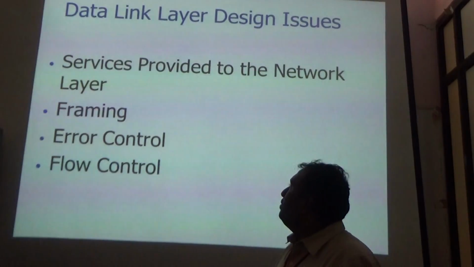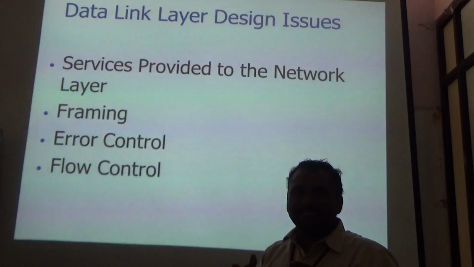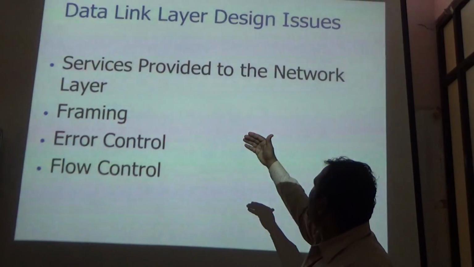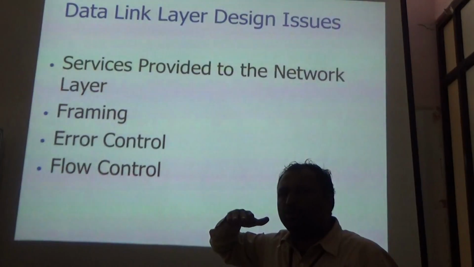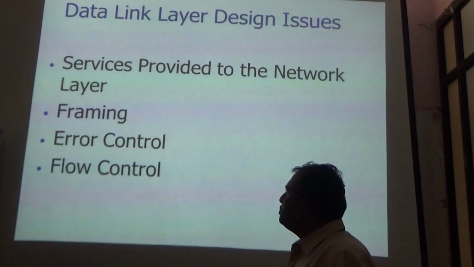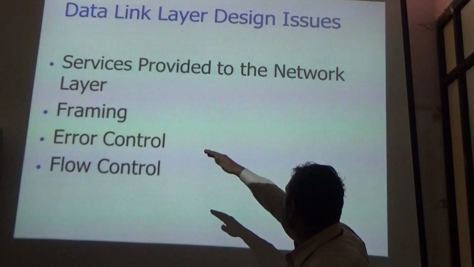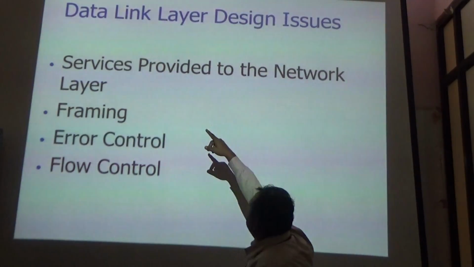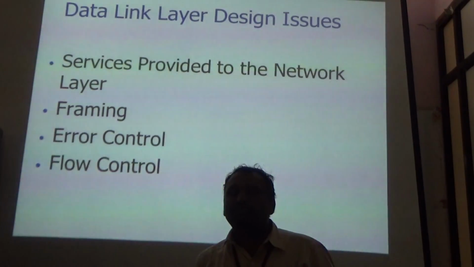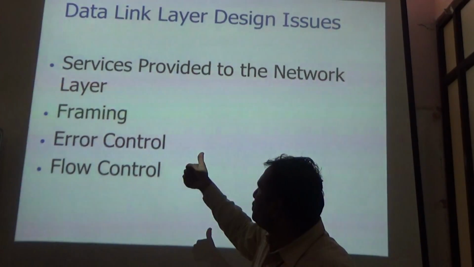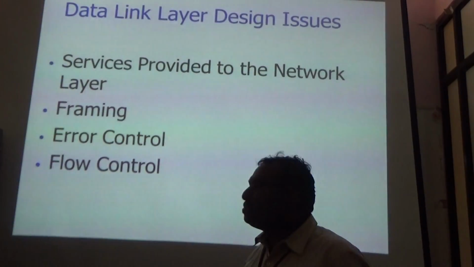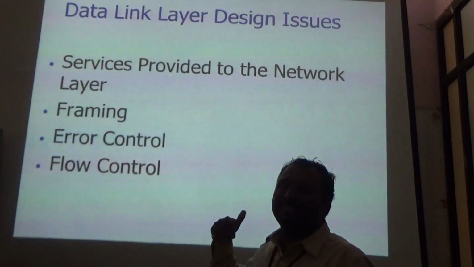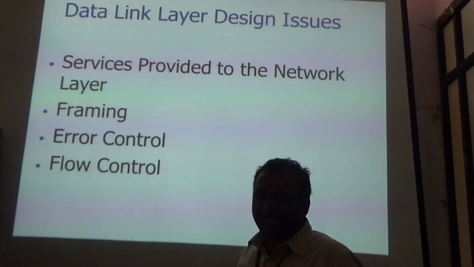Next. Now, as I said, if we broadly categorize the responsibility of the data link layer, then we have service. This will be common to all layers, that every layer is responsible for providing service to the layer above it, and the layer above the data link layer is the network layer. So its first responsibility is to provide service to the network layer. Next responsibility is formation of frames. Next is error control, and lastly flow control.